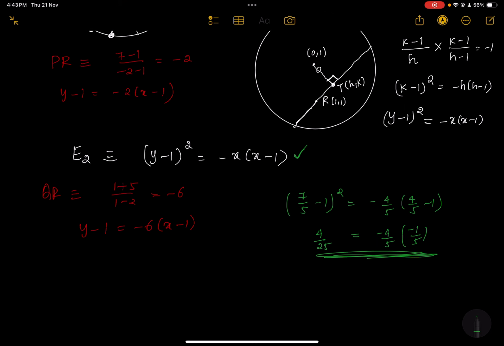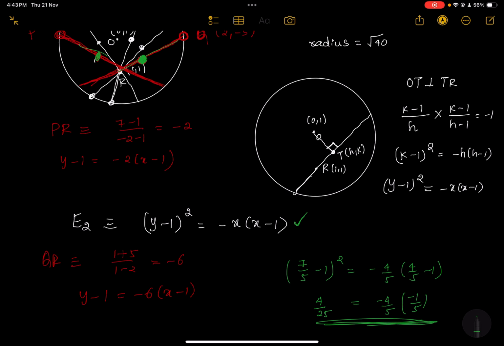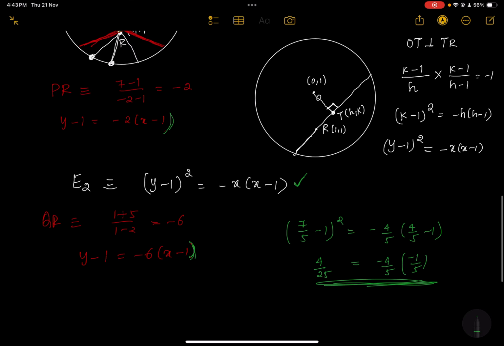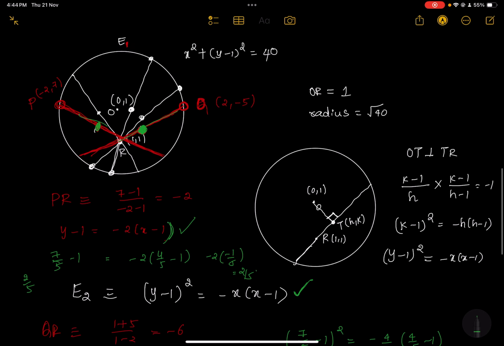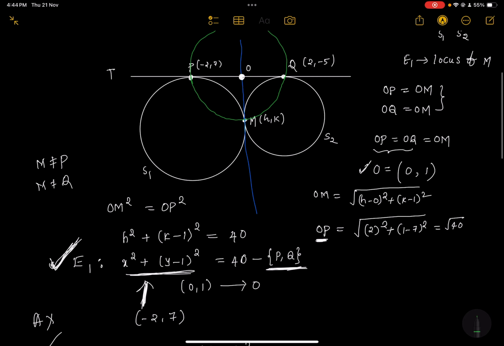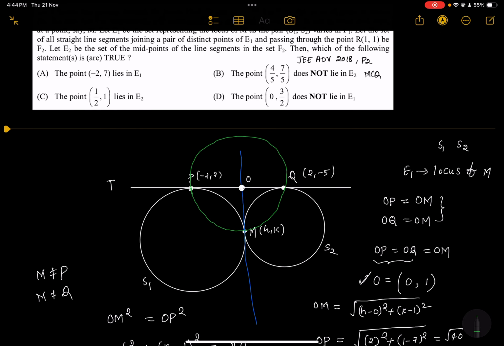It lies on E2. But if that point lies on either PR or QR, then it doesn't lie in the locus. Let us check whether it lies on PR or not. Substitute: 7/5 minus 1 is equal to minus 2 into (4/5 minus 1). LHS is 2/5. RHS is minus 2 into minus 1/5, so that is also 2/5. So this point lies on this locus as well as this line PR. So it is this midpoint, and it does not lie in E2. So that is correct. Option B is correct.